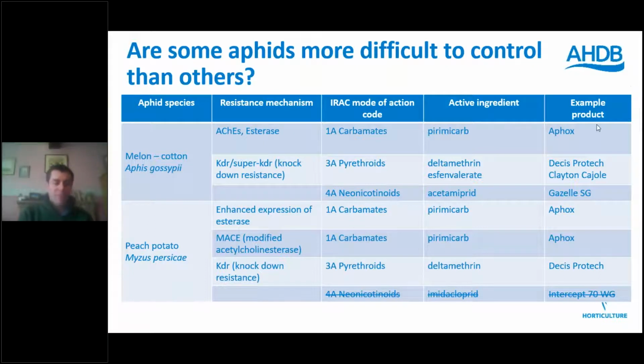So, morning folks. Moving on, are some aphids more difficult to control than others? Yes, Chloe's already alluded to this in the last couple of slides, but the melon cotton aphid and the peach potato aphid have got resistance to a range of insecticides. We've got things like Aphox, Decis. There's likely to be resistance to these products with these aphid species.